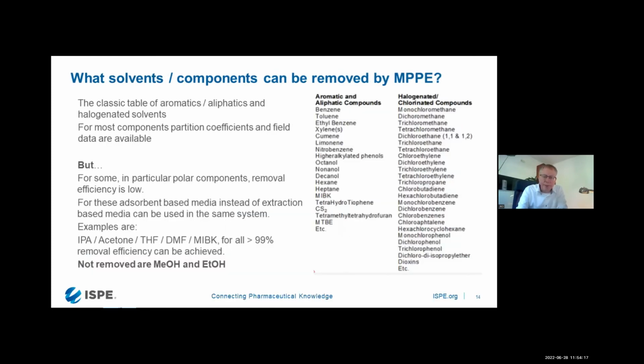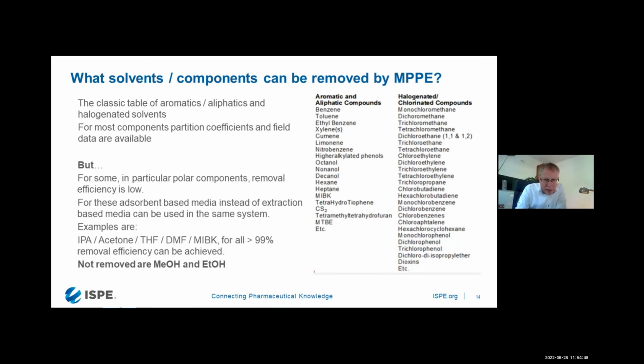Just illustrating its reliability. Well, what solvents can we remove with MPPE? Obviously we have the aromatic and the aliphatic compounds, like I already mentioned, the benzene, toluene, xylenes, but also a whole series of chlorinated components, which are obviously used a lot in API manufacturing as well.